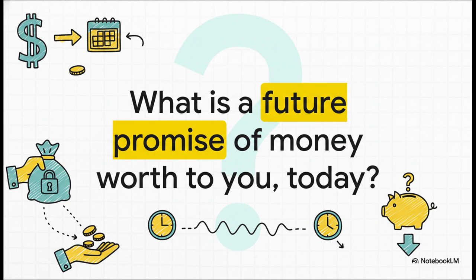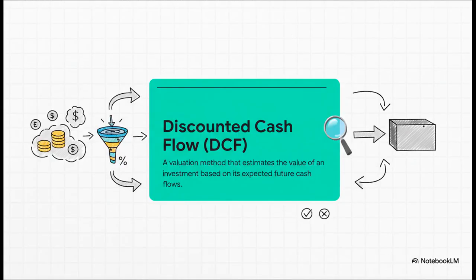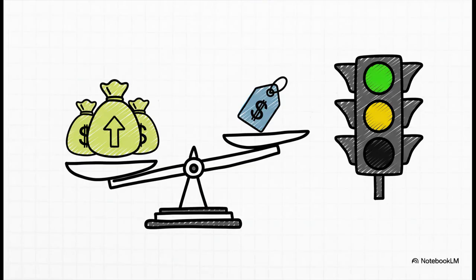Is it $100? Maybe a little less. This isn't just some riddle. It's the exact problem that discounted cash flow was built to solve. And here's the answer. At its core, discounted cash flow, or DCF, is just a way to take all the money you expect an investment to make over its lifetime and translate all of that future potential into a single number that tells you what it's worth today. Think of it like a bridge between a fuzzy, uncertain future and a hard decision you have to make right now.